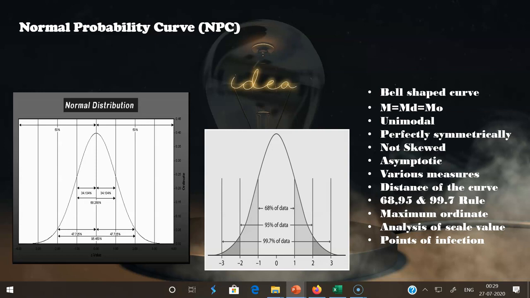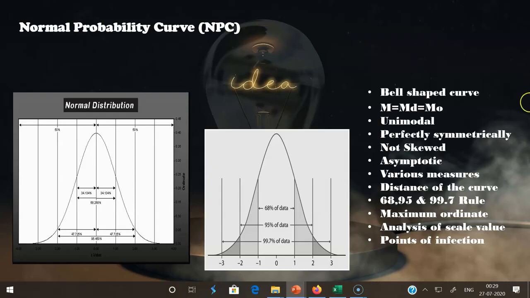The normal distribution was first discovered by De Moivre in 1733 to solve problems in games of chance. Later, it was applied in natural and social science by the French mathematician Laplace. This concept was further developed by Gauss. The literal meaning of the term normal is average. Now I'm going to emphasize some of the properties of the normal probability curve.